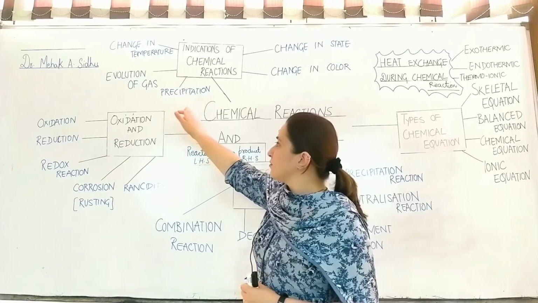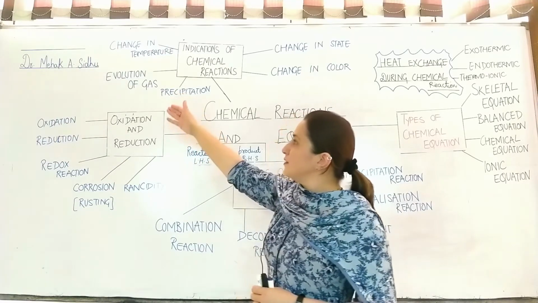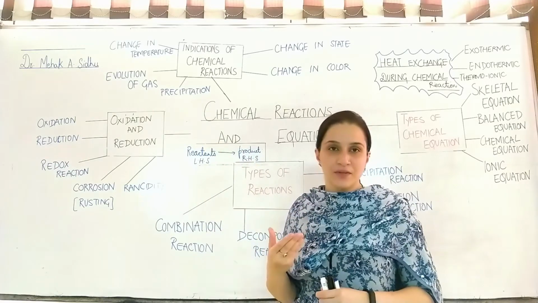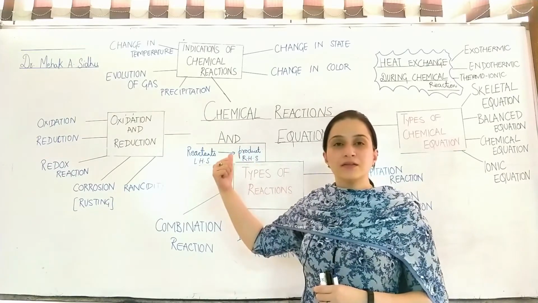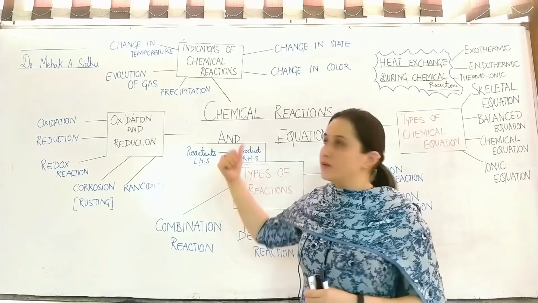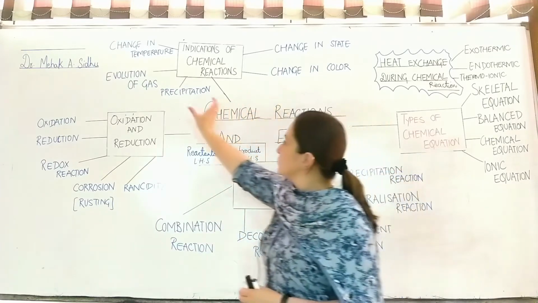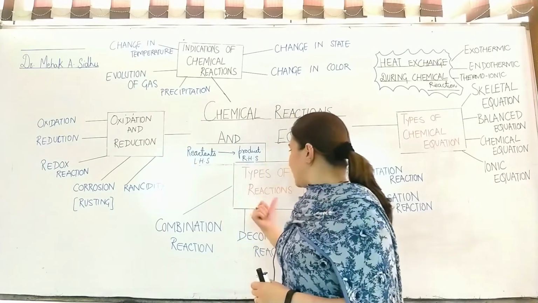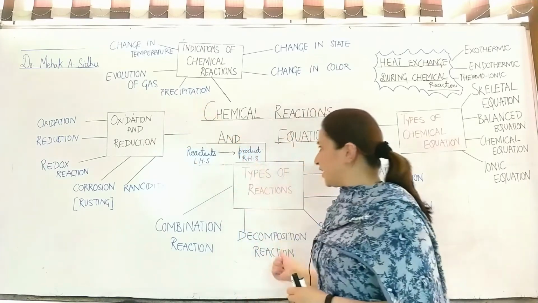Next is evolution of gas. You can either see the colorless gas coming out of those reactions or you can smell them. So these are the indicators of a chemical reaction. Then there is another thing, that is formation of a precipitate. In detail, we are coming to that part, that is precipitation reaction.